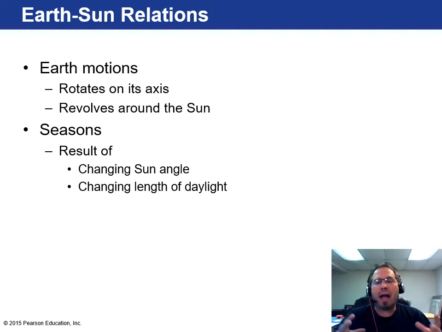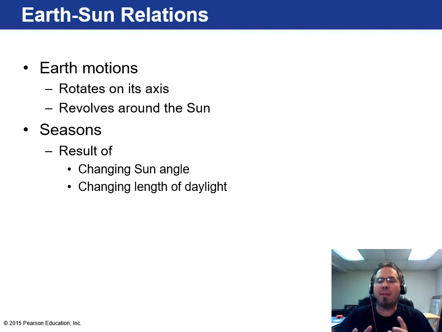Now we need to look at how the Earth and the sun are related. We know that the Earth rotates on its axis, and the Earth is also revolving around the sun. And because of this, we also know that Earth is not straight up and down, it's tilted by 23.5 degrees, which I'll explain in a bit.